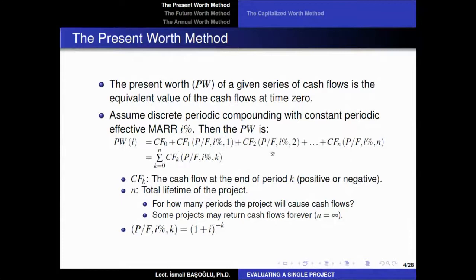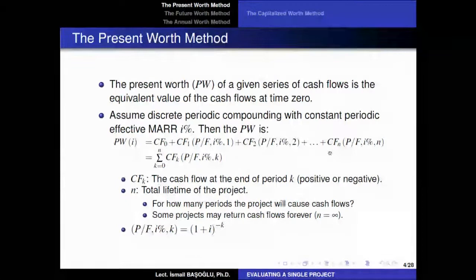We are going to do the same for the second end of period cash flow, but this time we are going to discount it with the single payment present worth factor under i% interest rate for 2 periods, and so on and so forth. For all end of period cash flows, we are going to discount them with the single payment present worth factor under i% effective periodic minimum attractive rate of return and for n periods.